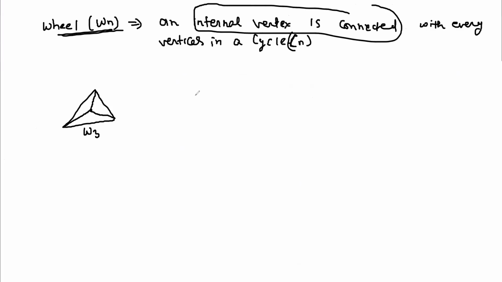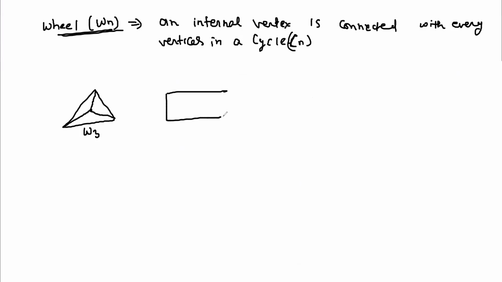This is cycle 4, C4. But when an internal vertex is connected with every vertex, it becomes a wheel, W4. This is a pentagon, C5. Let an internal vertex be connected with every vertex of C5. Then it becomes W5. Understood?